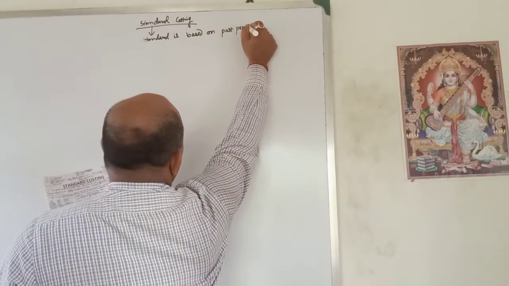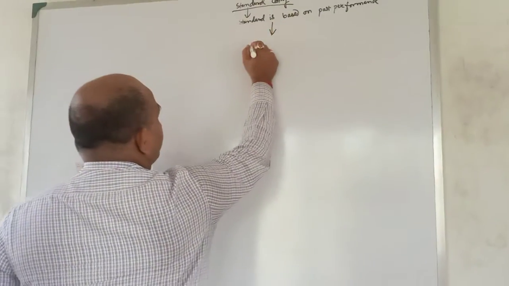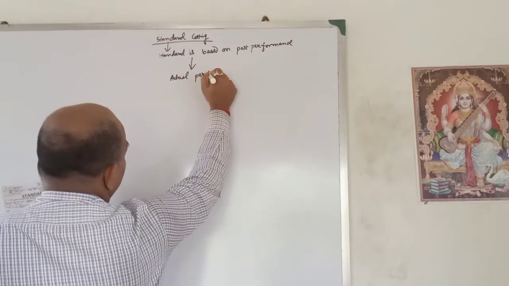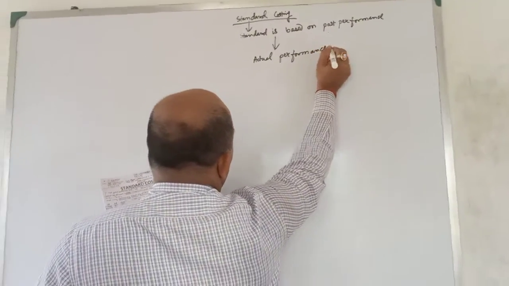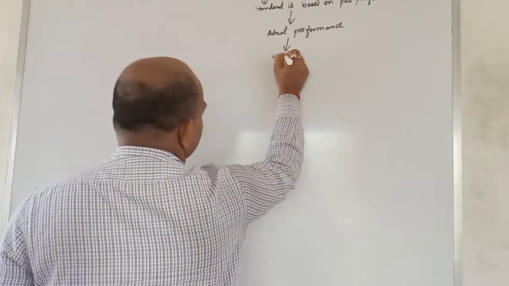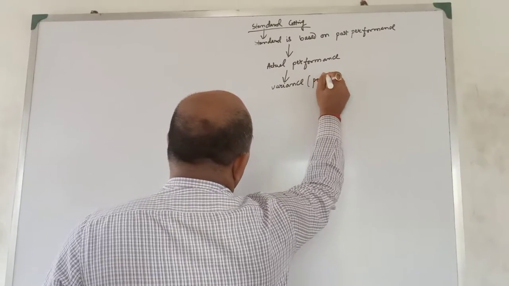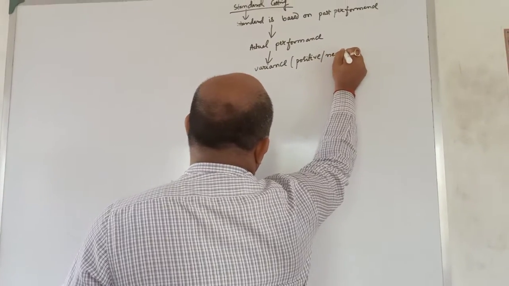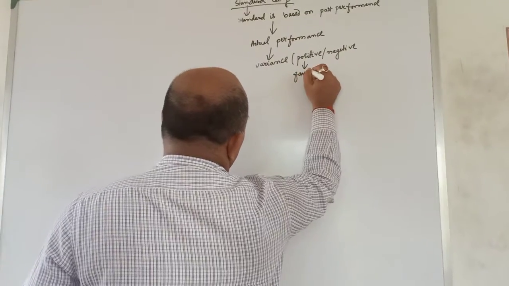And we will compare it with the actual performance. Thereafter we compare and derive the variances, whether positive or negative. Positive or negative, we call it favorable or unfavorable.